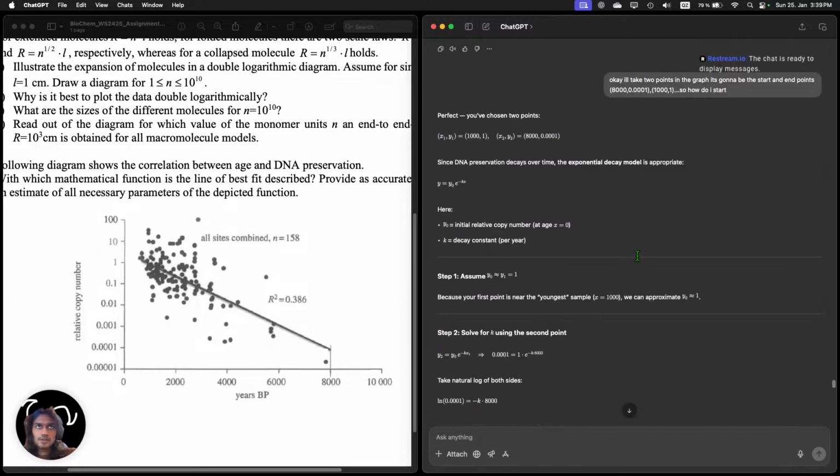Oh, this part is not approximation because y equals 1 is 1000, I believe.